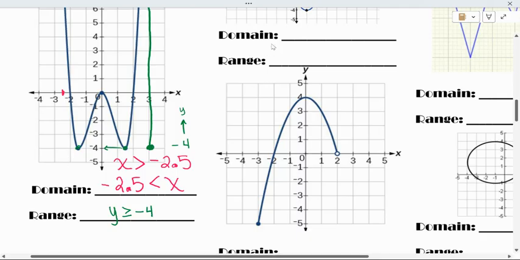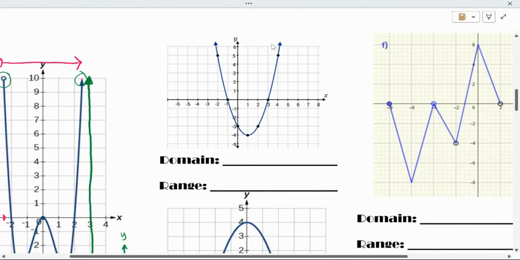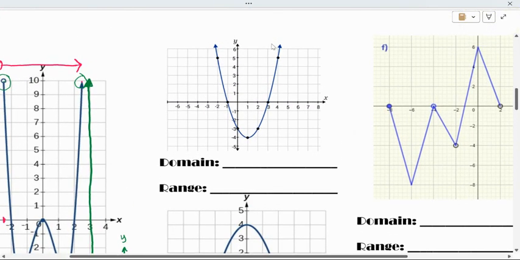Okay? Let's go to this one right here in the middle. Let's talk about our domain. Domain across the top, so I'm going to just draw a line across the top. What is happening on the leftmost side of my graph? Arrow. What is happening on the rightmost side of my graph? Arrow. That means x can be any number.